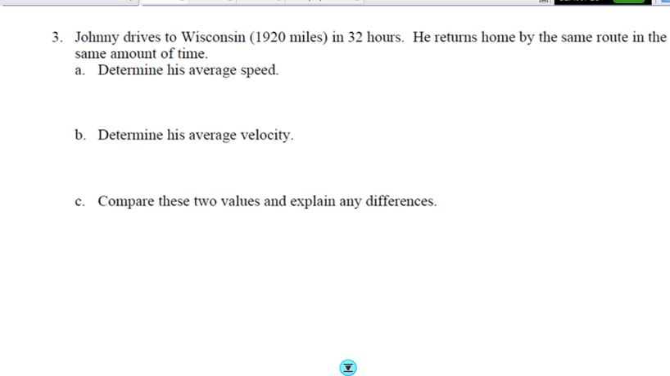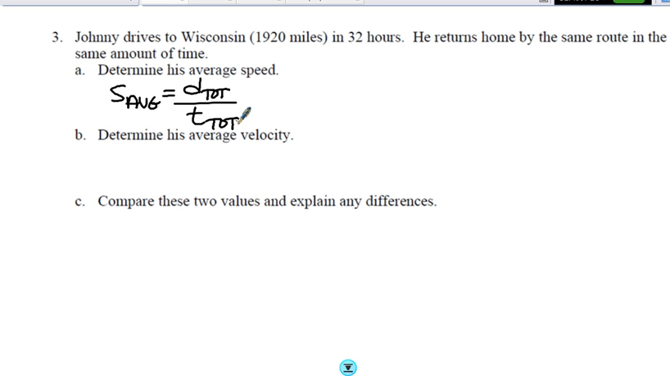Alright, number 3. Johnny drives to Wisconsin, which is a 1,920 mile trip, in 32 hours. He returns by the same route, so he travels the same distance, in the same amount of time. What's his average velocity and his speed? So the speed, the definition of average speed is the total distance over the total time.